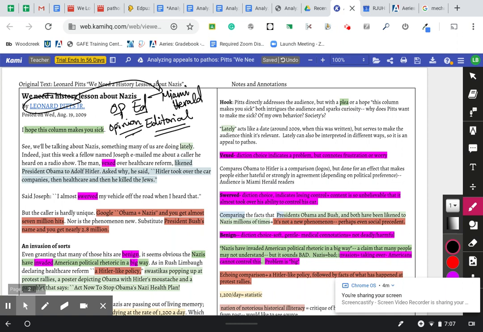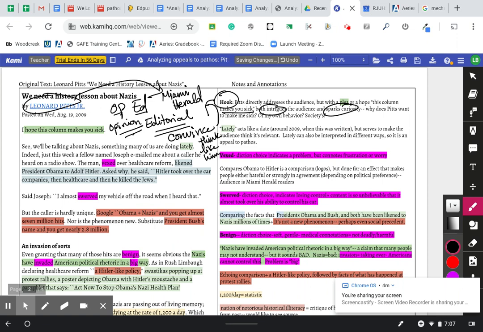And so what he's trying to do is convince the readers of the Miami Herald to think like him. He's trying to sway the audience. And so let's take a look at some of the structures, what he does. And so I'm analyzing and annotating. I'm just looking at pathos, and I'm doing a little bit of logos kind of as a remembrance from last week. So he starts off, I hope this column makes you sick. This hook is a little different. He kind of starts with a plea or a hope that this column makes you sick, right? It both intrigues me and it sparks my curiosity, right?